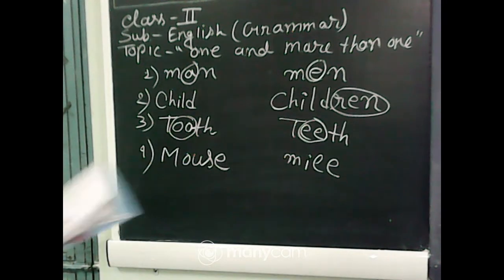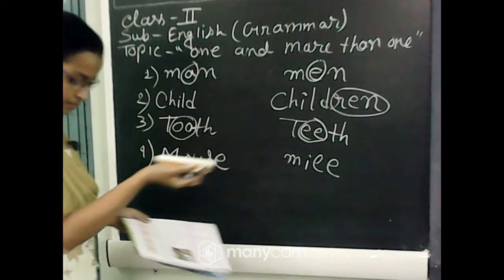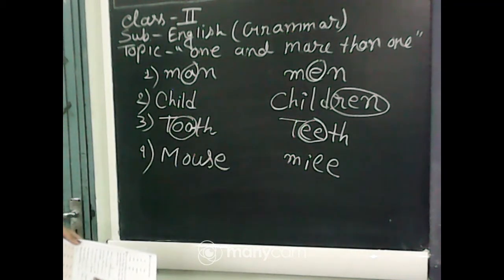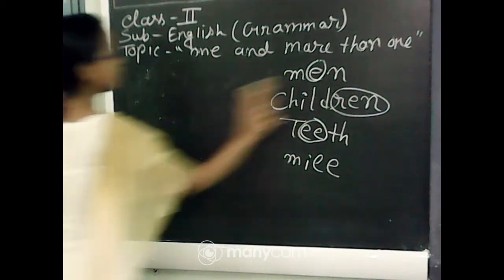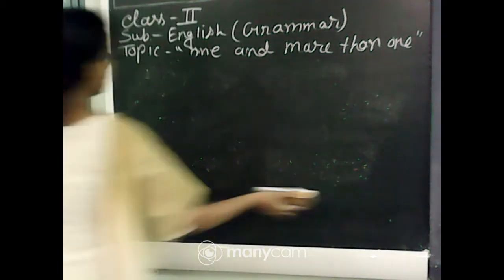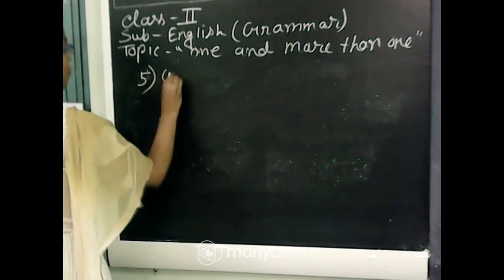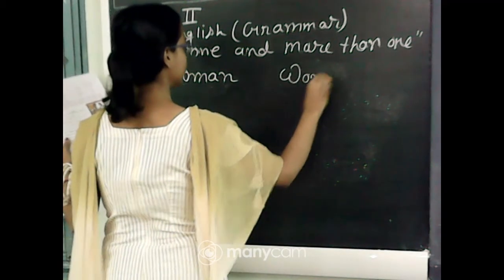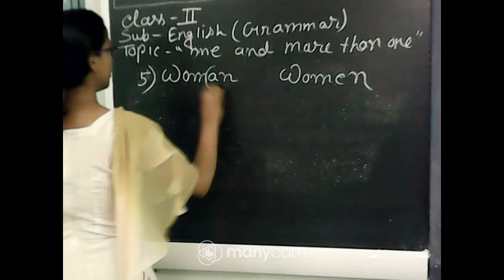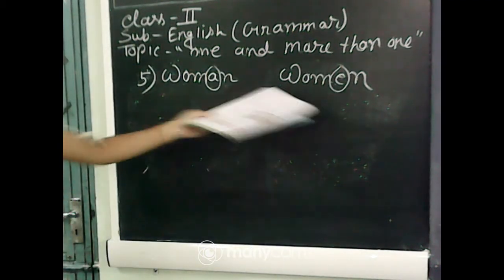Clear? And the next one I am writing, and I am erasing the board now. You can see all of these in your book. I am just writing this so that you can understand it. Okay, and woman. So we have changed a to e to make it more than one, like woman to women.